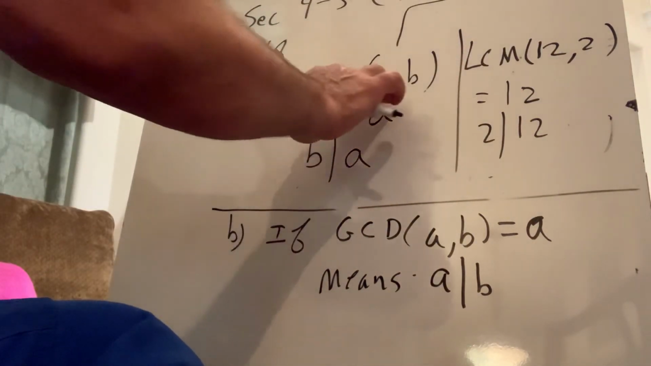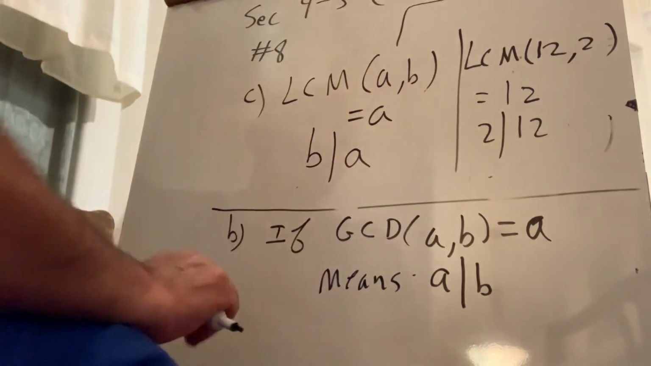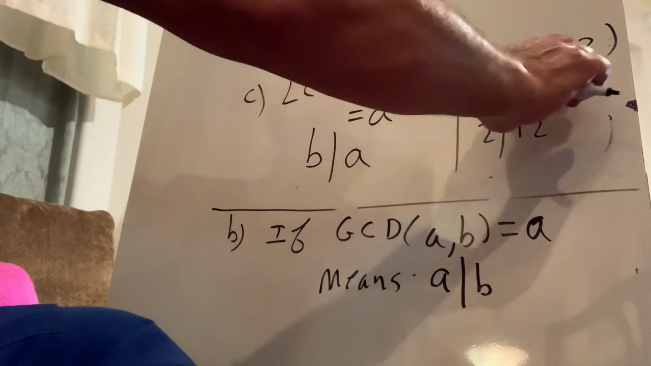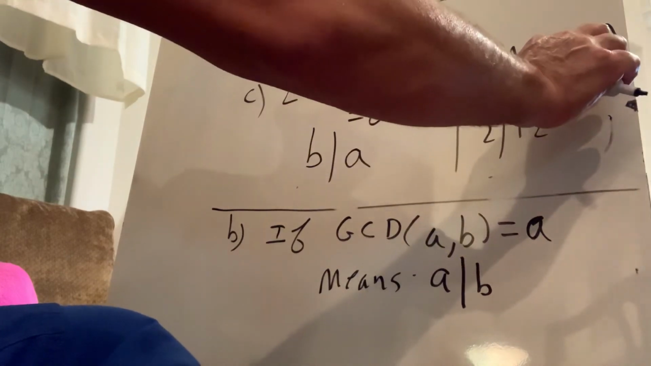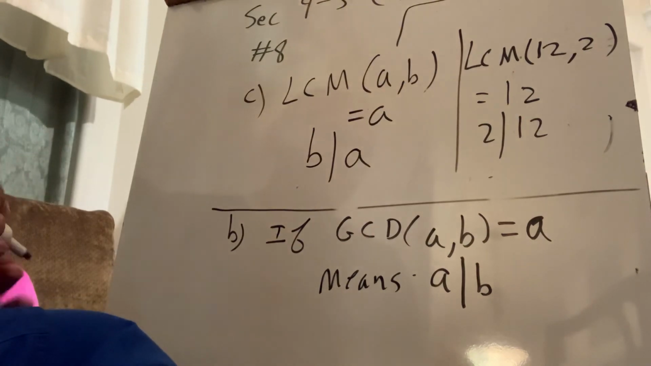So anytime the LCM of two numbers, A and B, is the first number, that means the second number must divide the first number. Just like in this case, the LCM of these two numbers is the first number, which means the second number must divide the first number. I hope that helps.